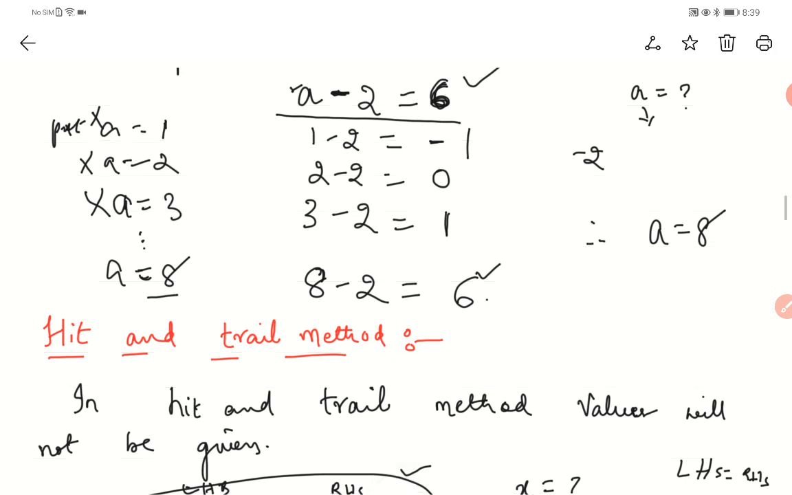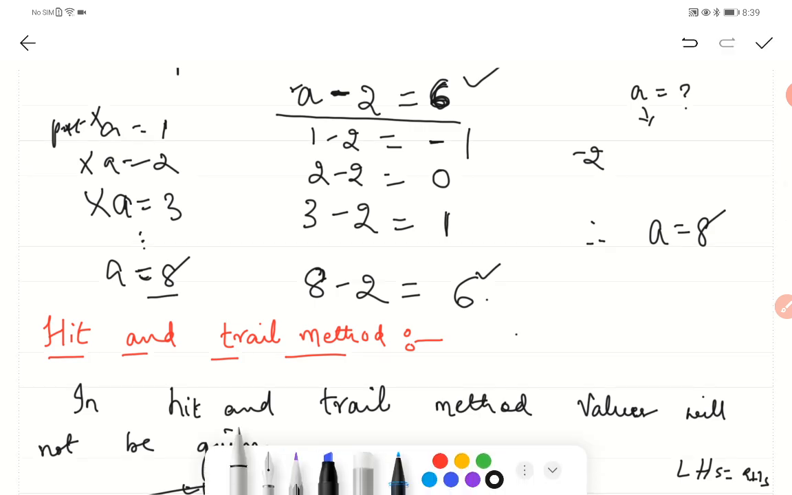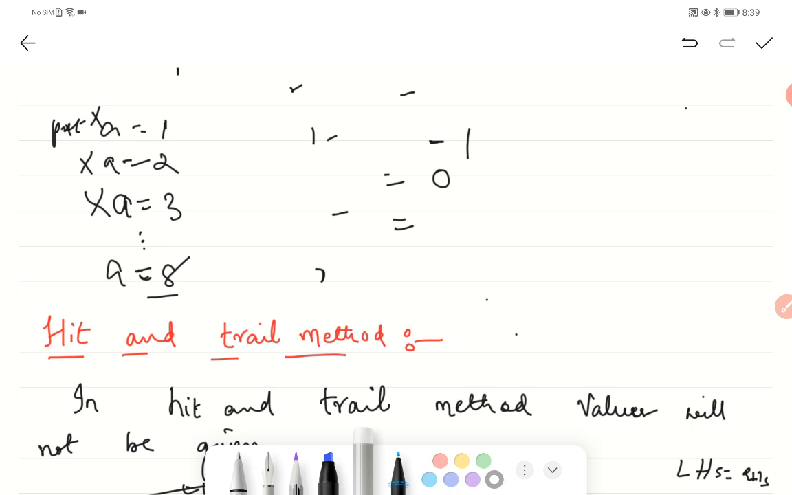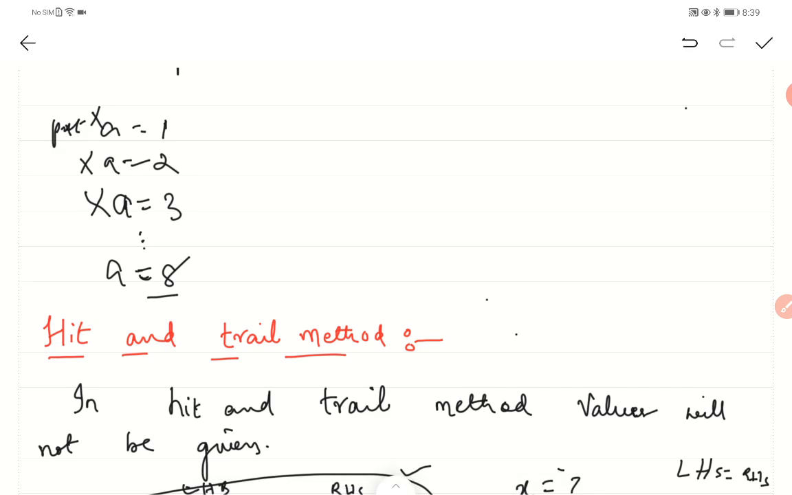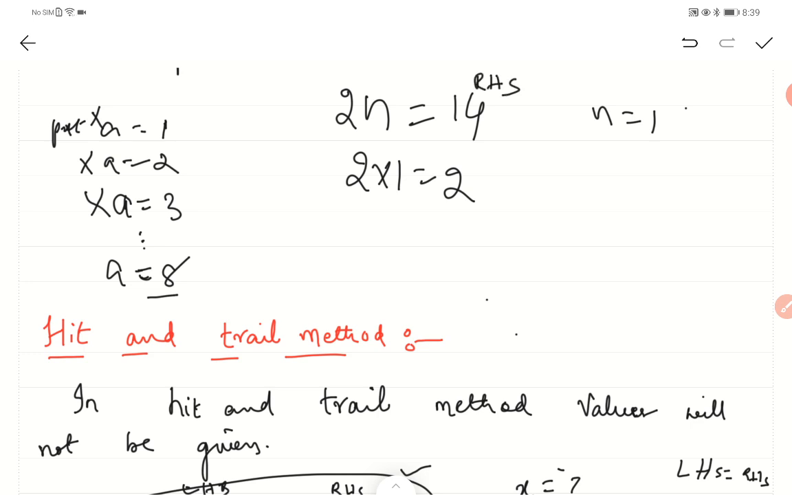All right, let me take one more example for trial and error method. Try this equation: 2n equal to 14. If I substitute n equal to 1 first, 2 into 1 is 2. So your RHS is 14, and here we got LHS 2. So this is not true. For n equal to 2, let's check. 2 into 2 is 4. Again this is not true.